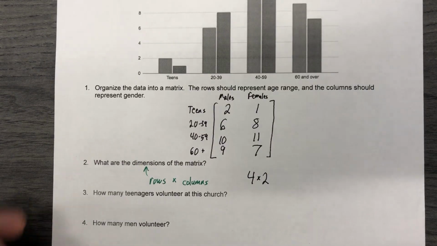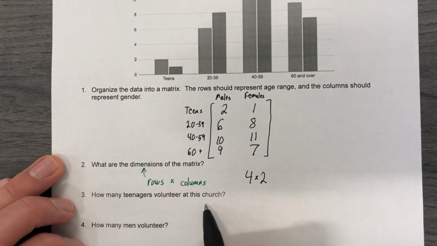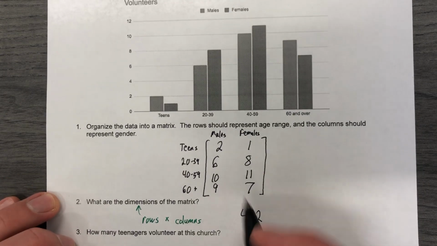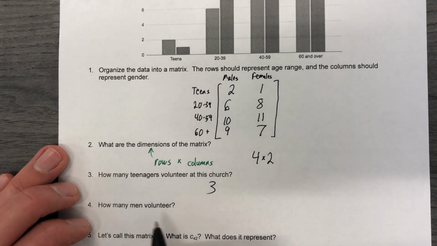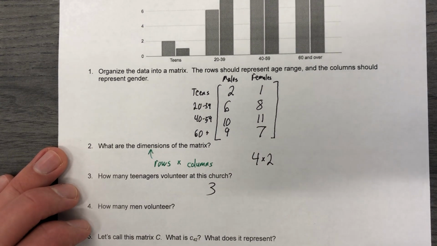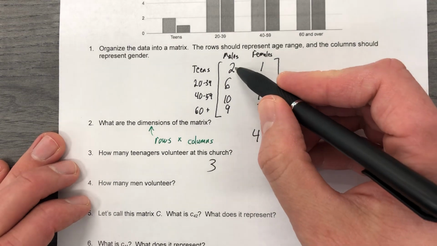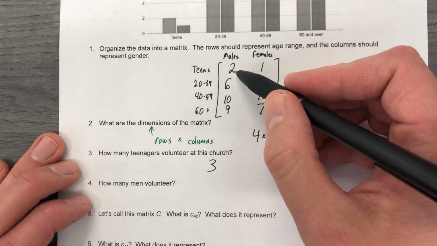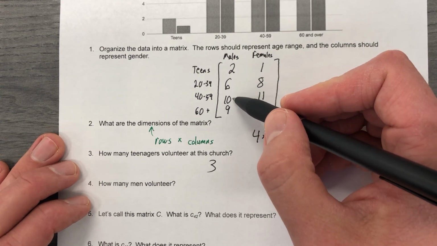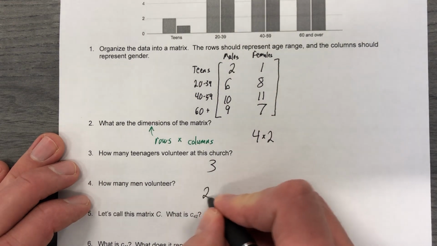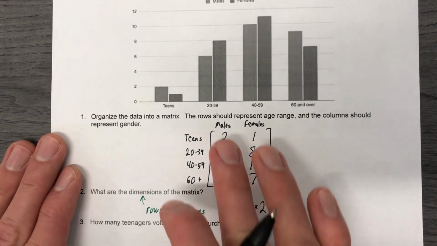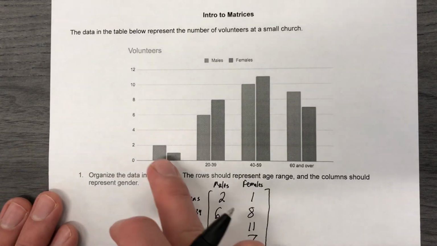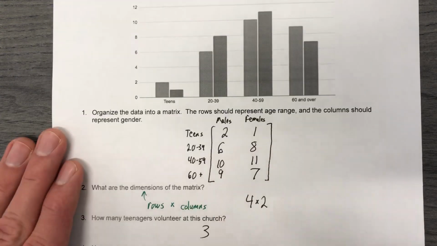You can see how it's organized right here. How many teenagers volunteer at this church? Well, the teenagers that volunteer at the church would be the 2 plus the 1, so 3. Let's not think too hard. How many men volunteer? So we're just going to be like 2 plus 6 plus 10 plus 9. So 2 plus 6 is 8 plus 10, that's 18. 18 plus 9, 27. All we're doing is just adding the appropriate numbers. And again, much easier to do it from here than it is to say, well, this plus this, and how many was that? And it's all right there.